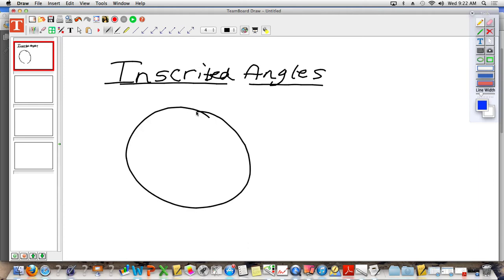But draw yourself a circle. Label the center of the circle, and we'll call it P. So we're talking circle P, and draw a central angle in the circle. Let's label this point A, label this point right here B, and let's name the central angle.